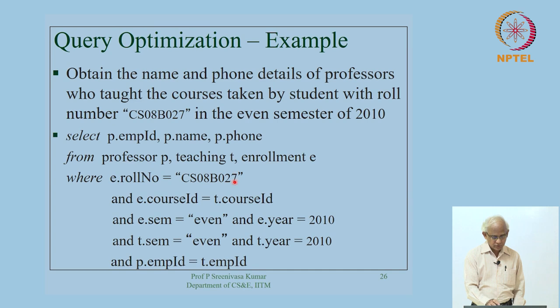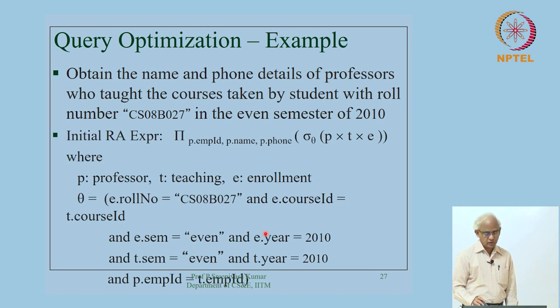Okay. So this is how typically the where condition is specified. We do not distinguish between which of these things are join conditions and things like that, but one can actually figure them out. So the initial relational algebra expression that we will write will be simply like this. You know that this is equivalent to the SQL query: Pi P.employee ID, P.name, P.phone, sigma theta, P cross T cross E.